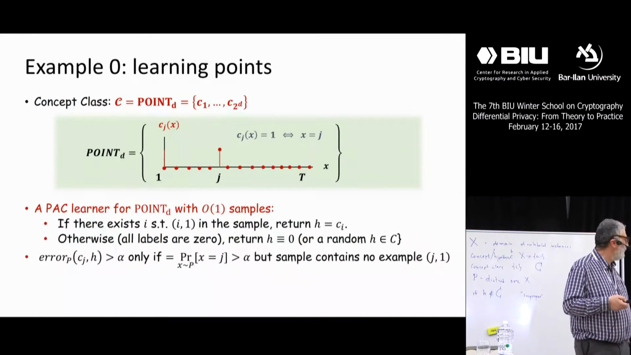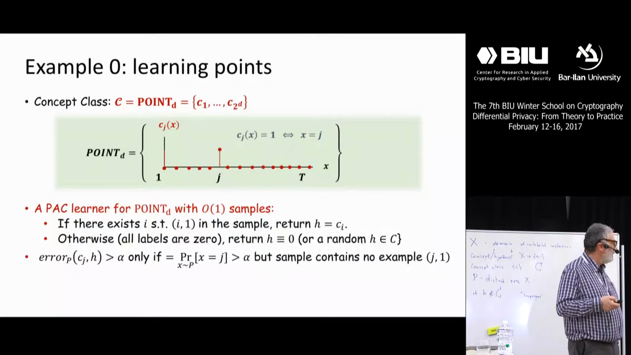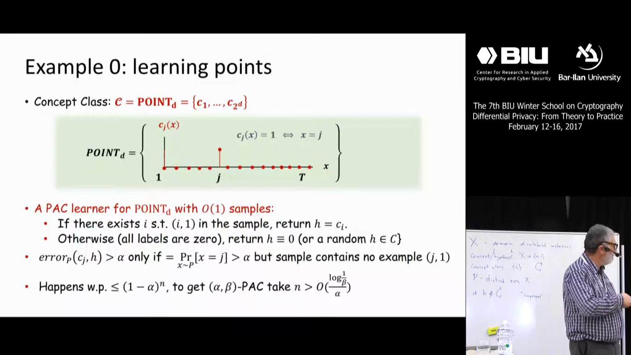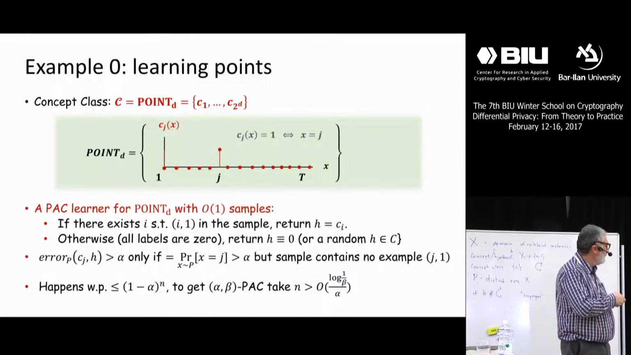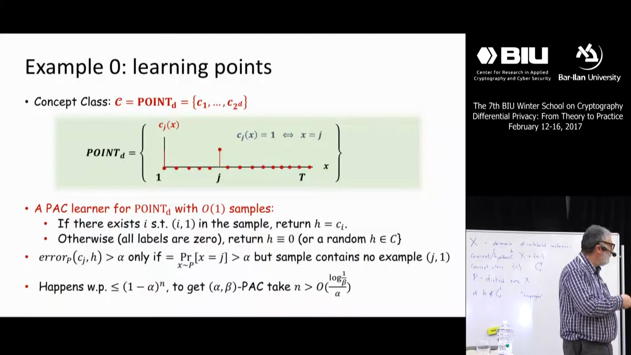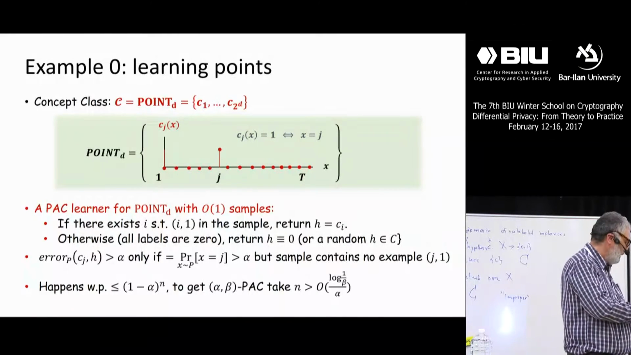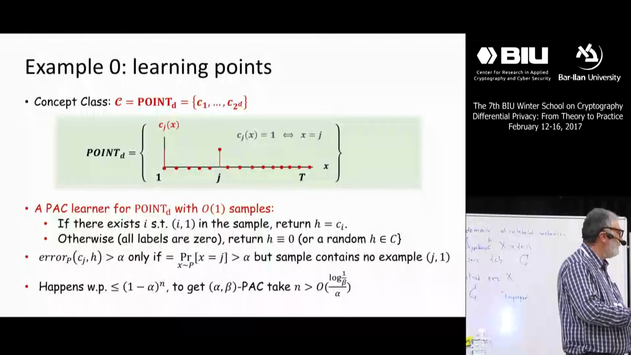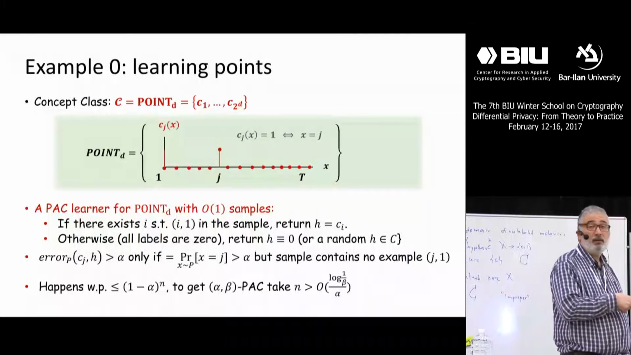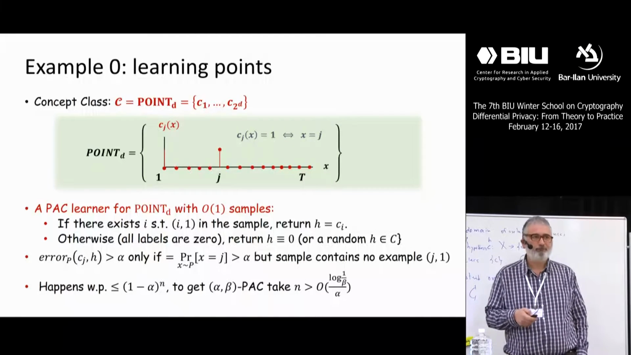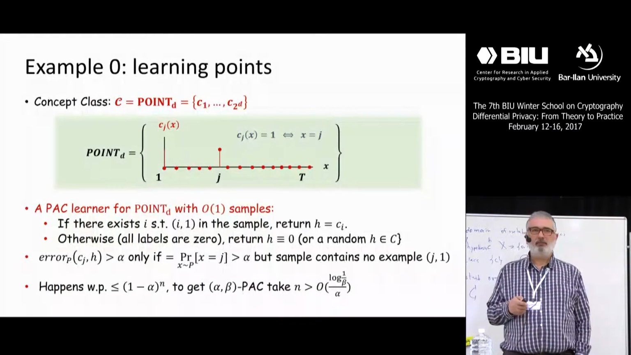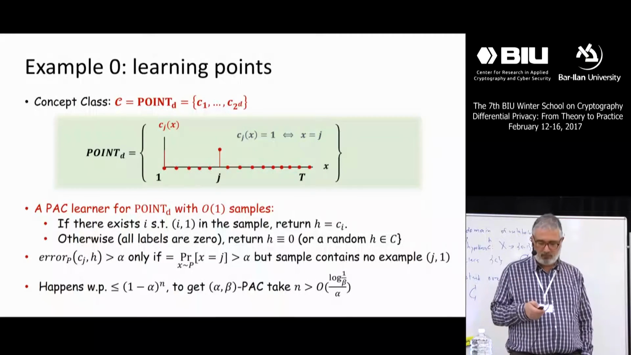This is the analysis. The probability that the weight of this point is more than alpha, but we completely miss it, is 1 minus alpha. If we take n samples, the probability that we miss that point is this thing, and this says that to miss it only with probability beta, it's enough to take n to be log 1 over beta over alpha. It's a very simple calculation. Okay, questions? This is not too fast, is it? Okay, good.